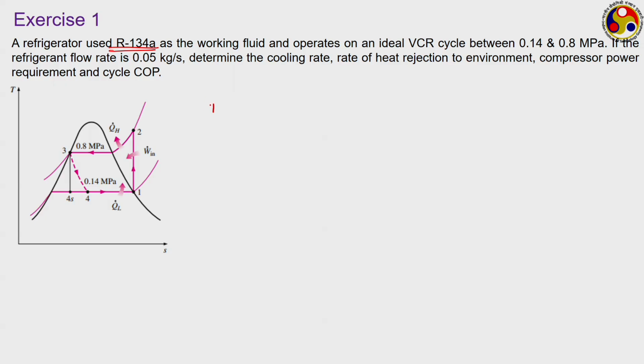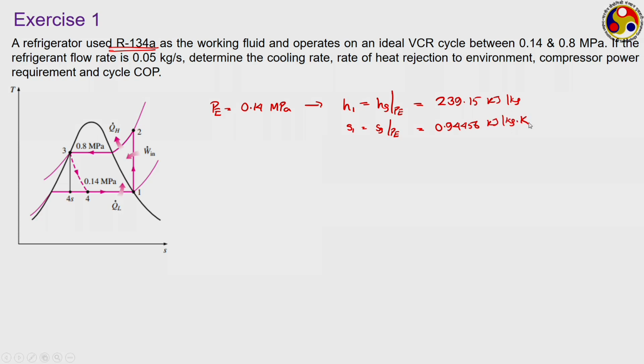Suppose your evaporator pressure PE is equal to 0.14 megapascal, the lower one, then your H1 will be equal to Hg corresponding to this pressure, which I have noted, and the value is 239.15 kilojoule per kg, and S1 will be equal to Sg corresponding to this PE, which will be equal to 0.94456 kilojoule per kg Kelvin. Now, look at the point number 3.